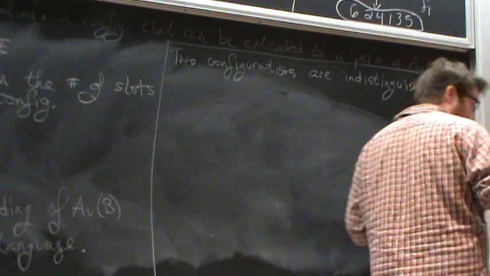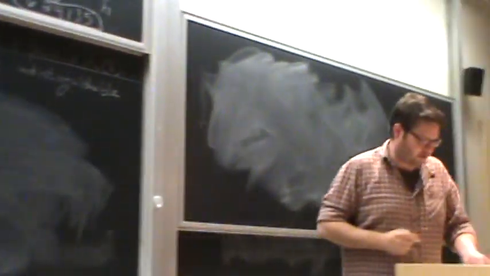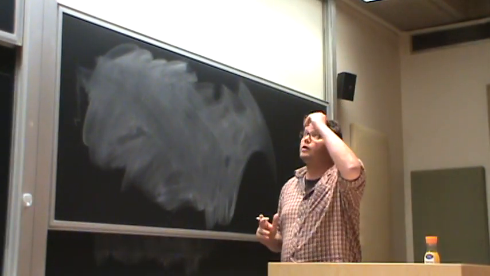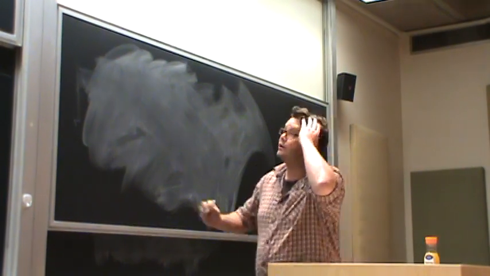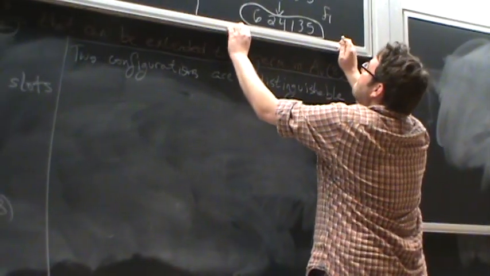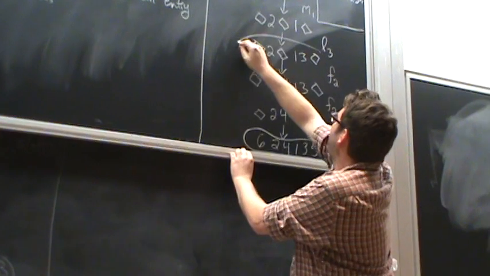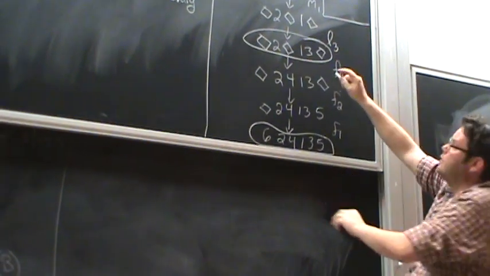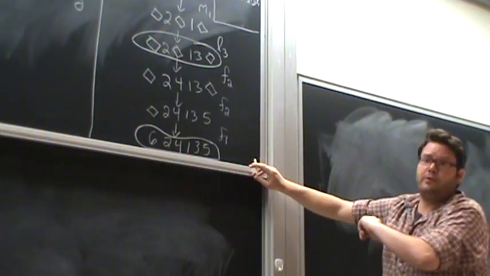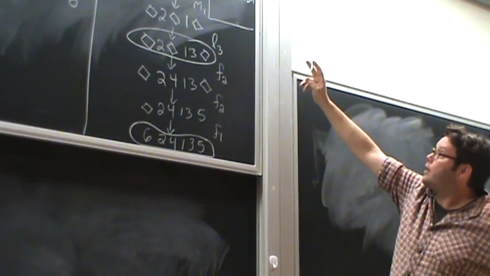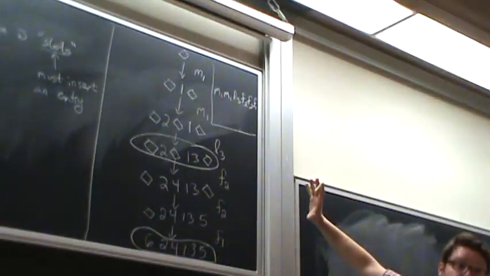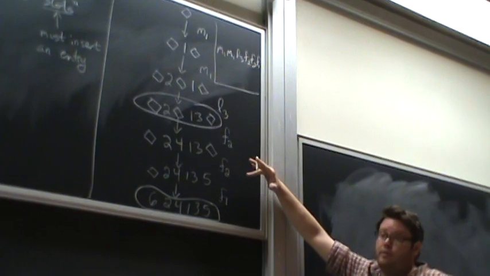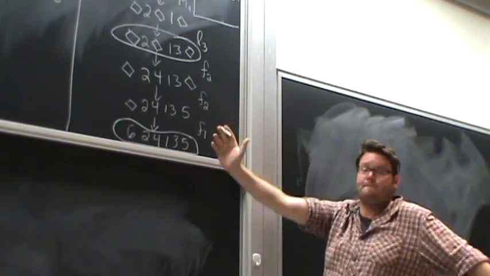Well, here are some definitions I should give. I claim they're pretty intuitive. If we look at this configuration, slot 2, slot 1, slot 3, that was built with the word M1, M1, L3. One possible way to finish it is F2, F2, F1, which we took here.